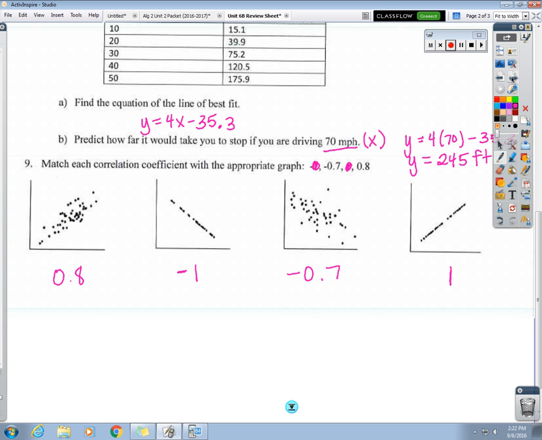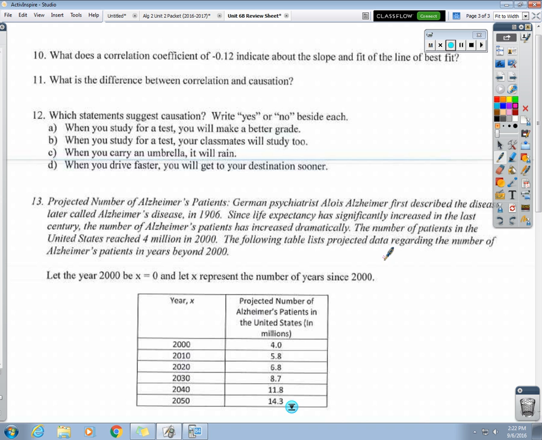Okay, now turn to the next page. What does a correlation coefficient of negative 0.12 indicate about the slope and the fit of the line of best fit? Okay, so you tell me what this would tell you about the graph.